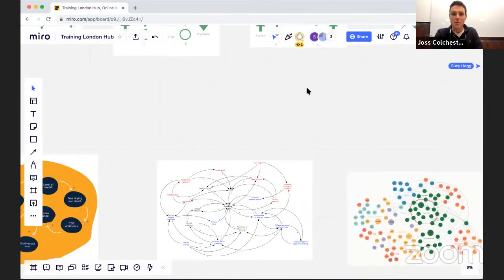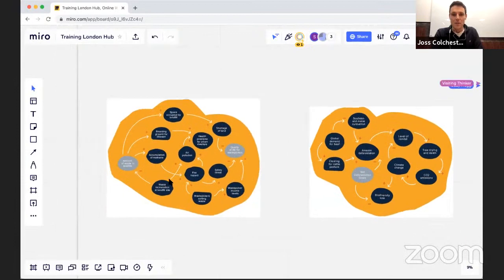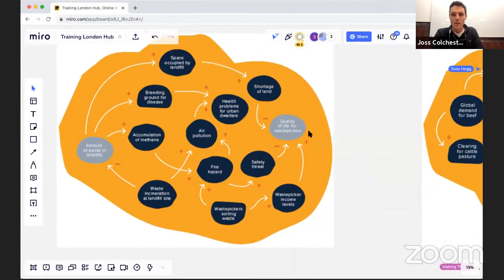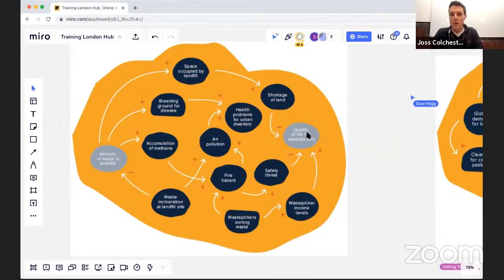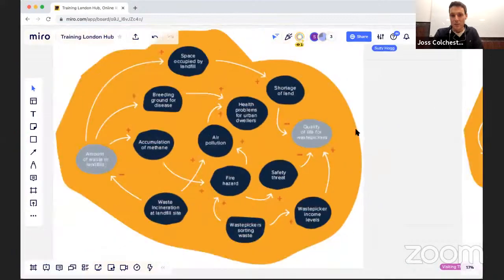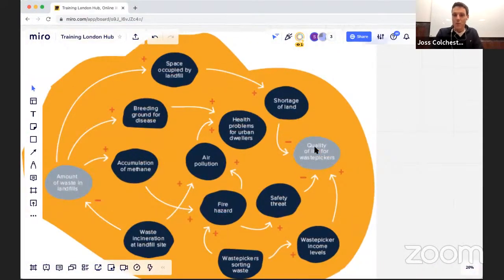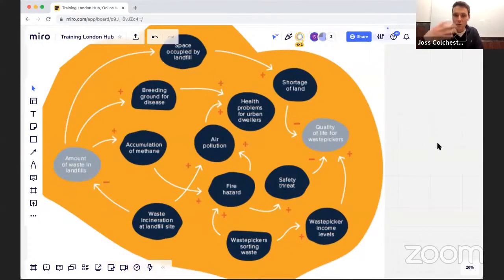Let's look at some maps to get an idea of what this looks like in practice. This one here is an interesting one. They're asking about the quality of life for waste pickers in Mumbai. So this is people trying to figure out what's affecting the quality of life for waste pickers on the dumps of Mumbai. And they've drawn a causal loop diagram, and you can see all the elements.